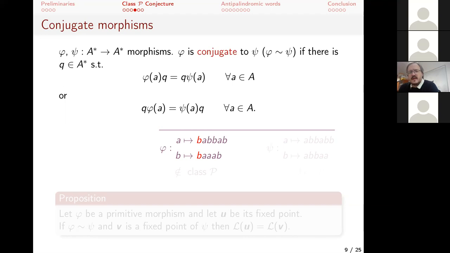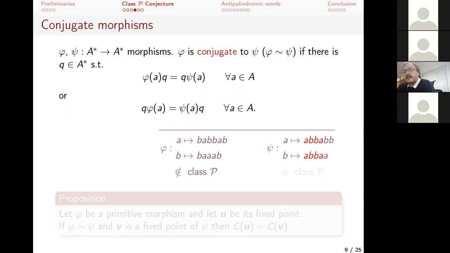First observation about this morphism is that this morphism does not belong to class B, because the longest common palindromic prefix of the images of letters is B, but then neither ABBAB nor AAAB is a palindrome. So again, it does not follow the definition. So this morphism is not in class B. But if you consider a conjugate to this morphism created by taking the common suffix AB and putting it in front, so our new morphism psi will look like this. You just take AB from the end of image of A and put it in front, and then you take AB from the end of image of B and put it in front. Then this new morphism, or this conjugation of our original morphism already is in class B.